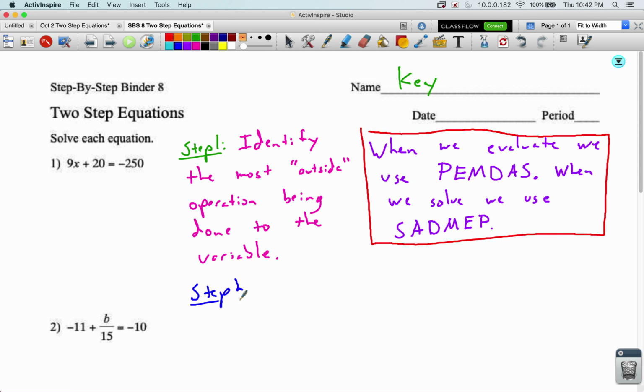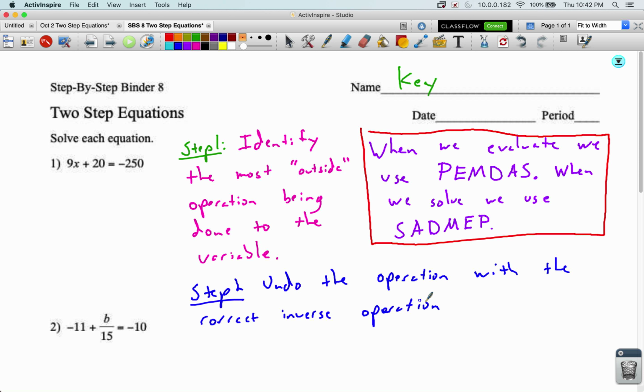Step 2 is undo the operation with the correct inverse operation. So once you identify what happens last, then you undo it. Let's do steps 1 and 2 real quick with problem number 1. So x is being multiplied by 9 and then being added by 20 in accordance with PEMDAS. So to get rid of the 20, the last step, I would want to subtract 20.